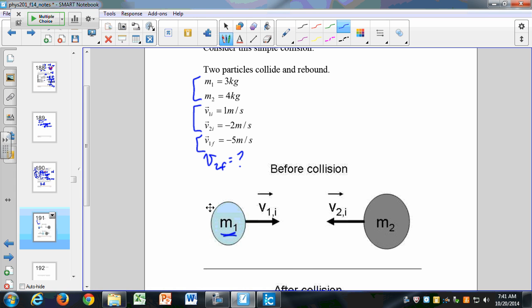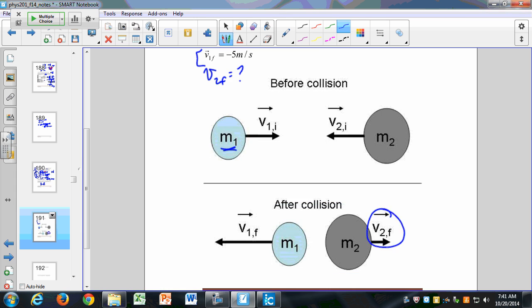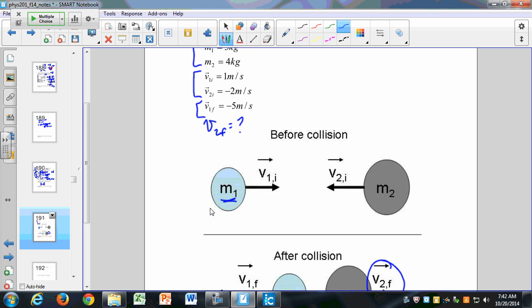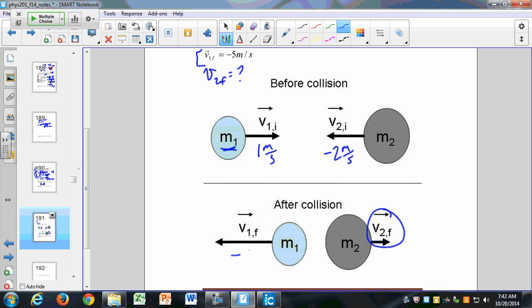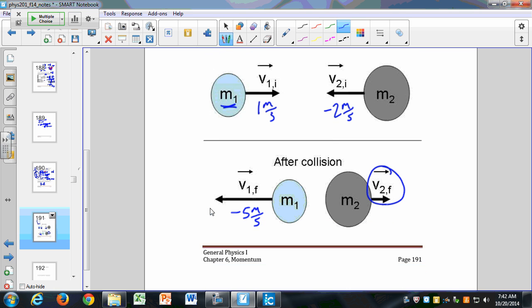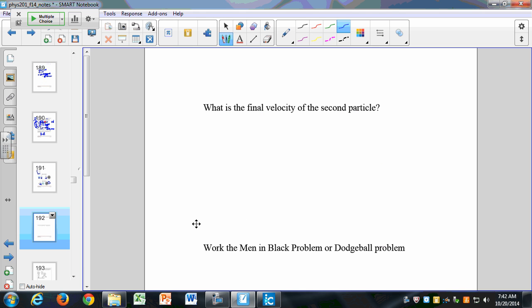All right, so I have this collision, and I want to know what is this velocity. I can write in the values here. This is 1 meter per second. This is negative 2 meters per second. I'm being very careful here to keep the signs because these are vector quantities and those signs represent the directions. And then this is negative 5 meters per second. I want to know the final velocity of the second particle.